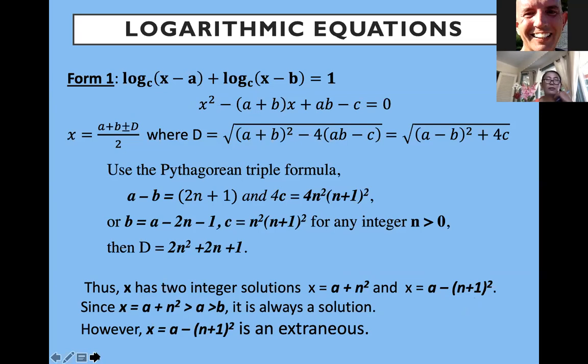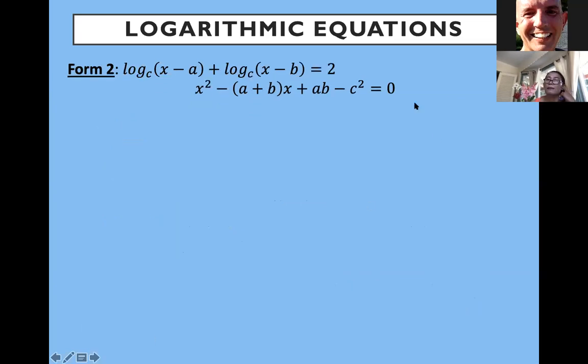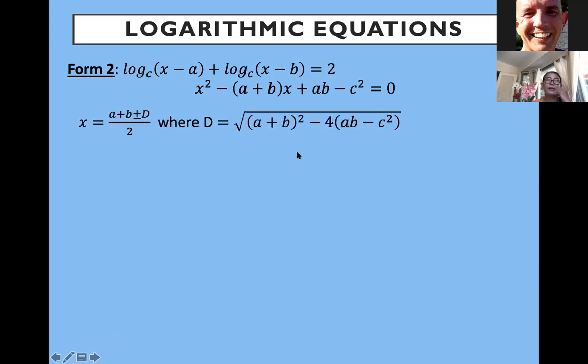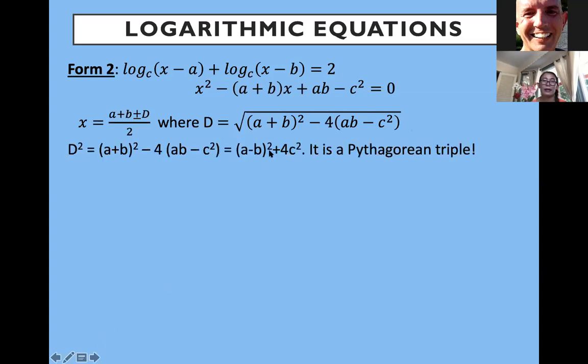Now we're going to move to form number 2. So this one, it's just like the same thing before, but it's equal to right here. So therefore over here, instead of having C before, I have C squared. And then using the quadratic formula, I have D equal to this part right here. Simplify some more, and then it comes out like this here. So D squared equals something squared plus something squared.